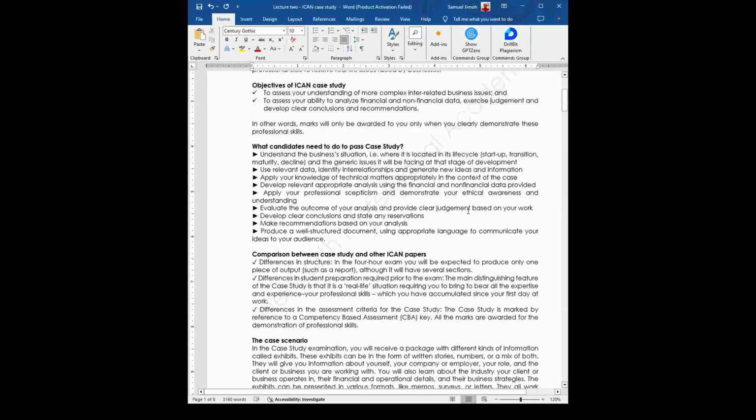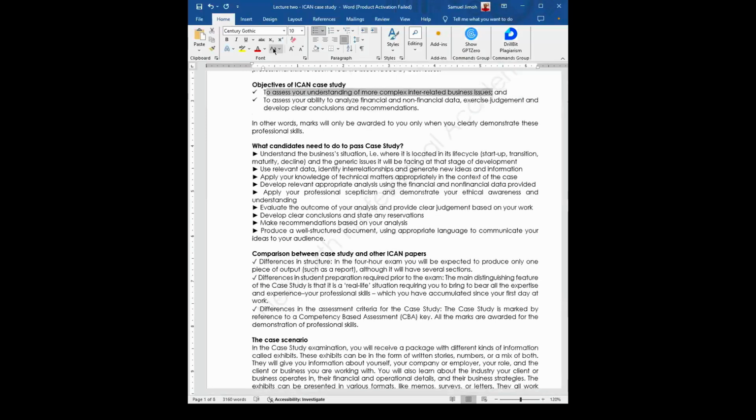So the objective here is, one, to assess your understanding of more complex interrelated business issues. What you will come across oftentimes in case study is that the issues presented in the case will be interrelated and will look more complex.